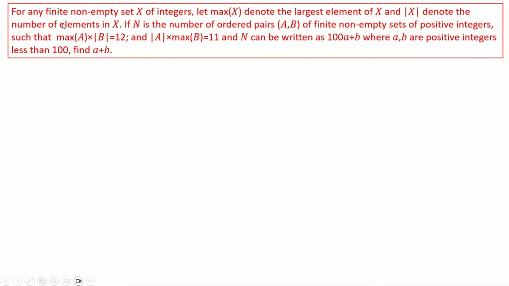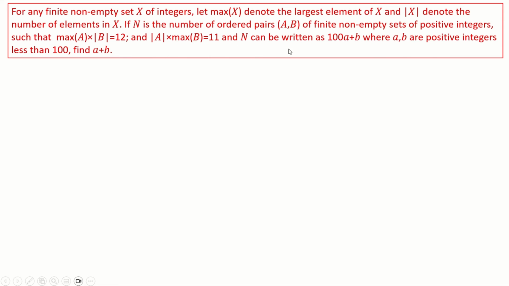Next. For any finite non-empty set x of integers, let max of x denote the largest element of x and absolute x denote the number of elements in x. If n is the number of ordered pairs (a, b) of finite non-empty sets of positive integers, such that max a into absolute b equal to 12 and absolute a into max b equal to 11, and n can be written as 100a plus b.